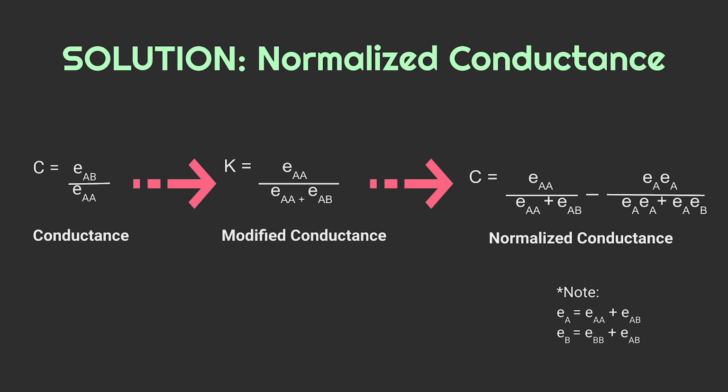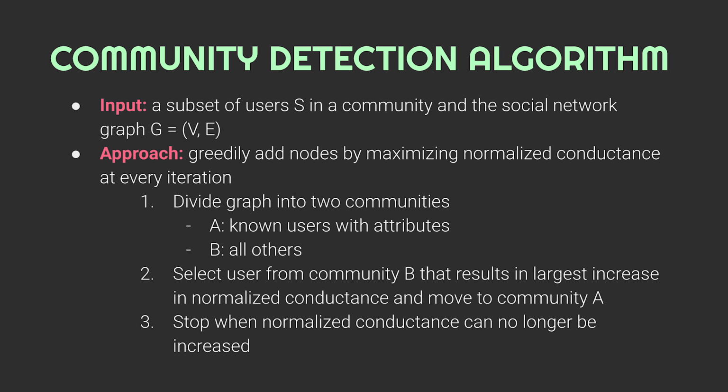Randomizing means that we keep the same community division and degree distribution, but all links are placed randomly. This normalized conductance ranges between -1 and 1, with strongly positive values indicating significant community structure and negative values indicating less community structure than a random graph.